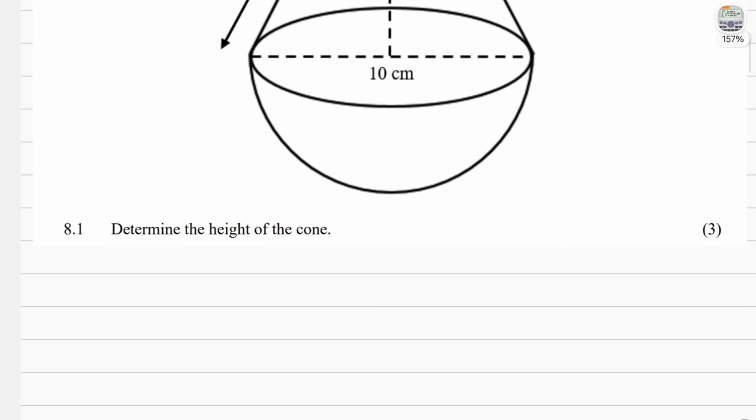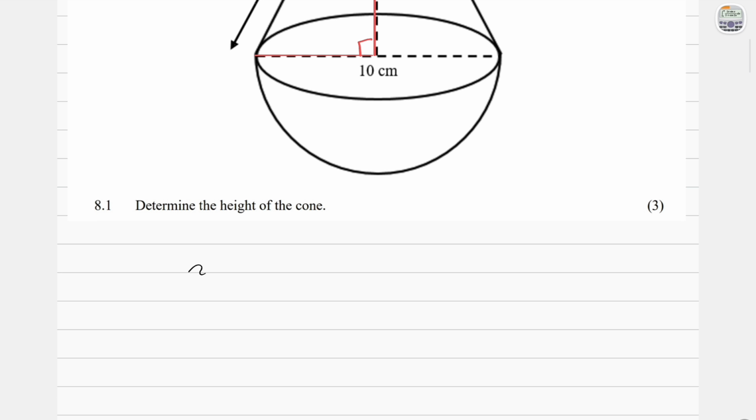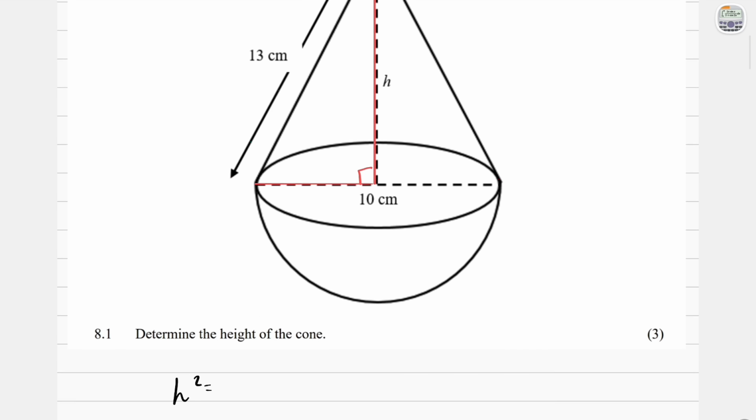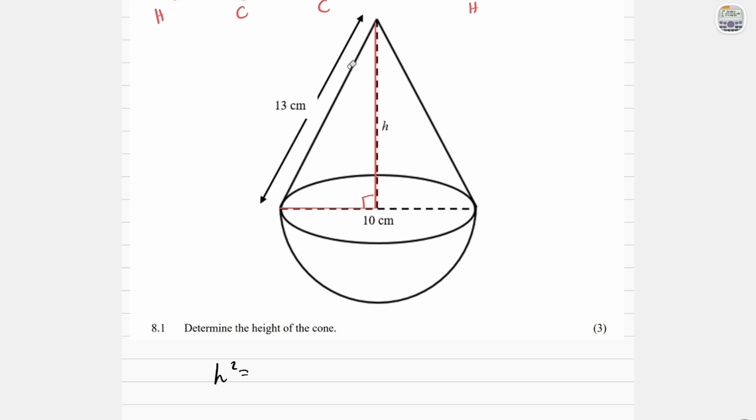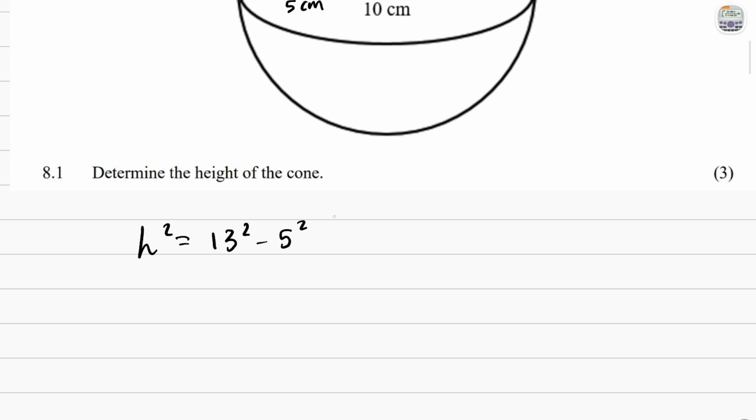So the first question is to determine the height of the cone. Okay, so here's the height. You can see that this height is perpendicular to this radius. So we know that to find the height, we can simply use Pythagoras. We'll say that the height squared, because it's one of the shorter sides, is equal to the hypotenuse squared, which is 13 squared, minus the other shorter side. This diameter is 10 centimeters, so half of it, the radius, is 5 centimeters. So we'll say minus 5 squared.